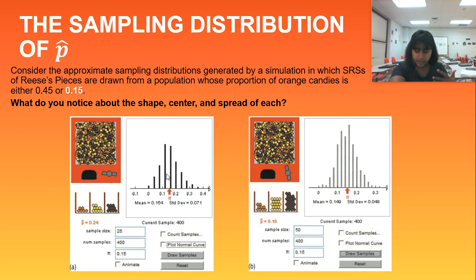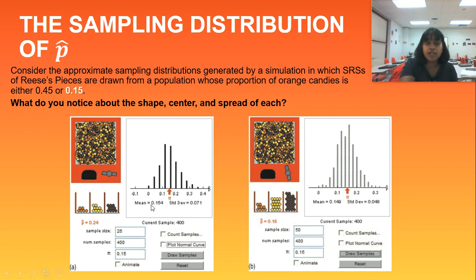We've learned that we can describe each of these. We can talk about their center. When we took the 0.45, we had a center about 0.45. When we took the standard deviation, if we talk about their spread, we can see that our standard deviation shrunk. It got lower because our variability lowered as our sample size got bigger.